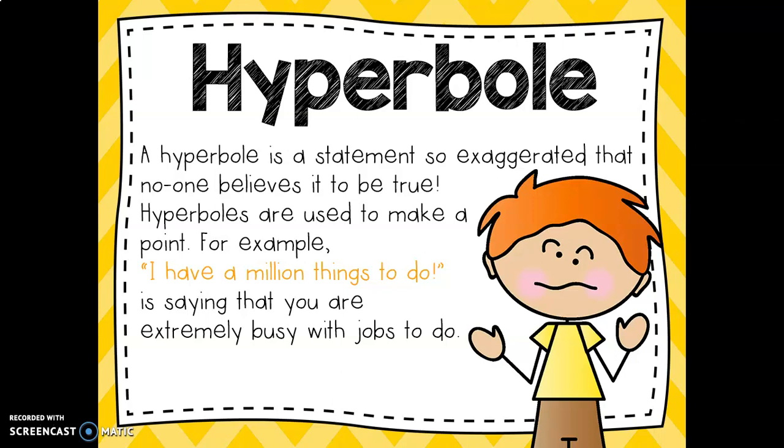Another type of figurative language is what we call hyperbole. A hyperbole is a statement so exaggerated that no one believes it to be true. Hyperboles are used to make a point. For example, I have a million things to do is saying that you are extremely busy with jobs to do.